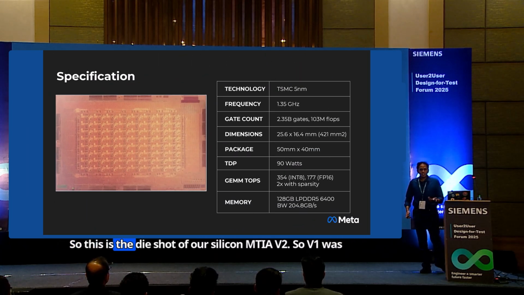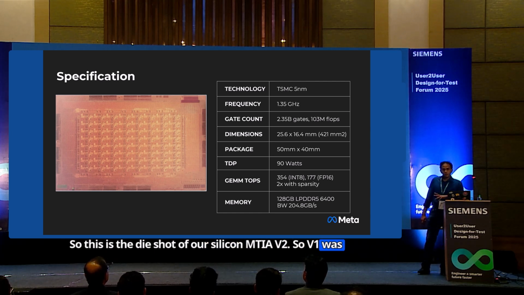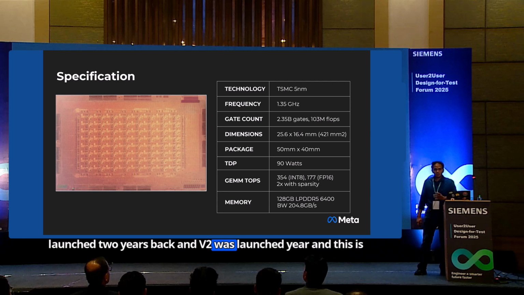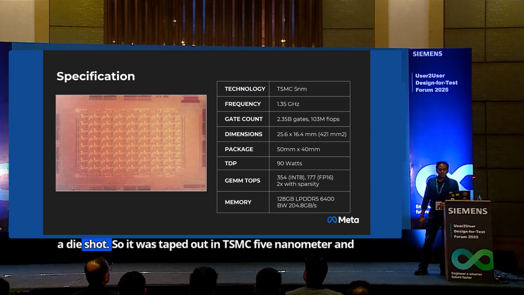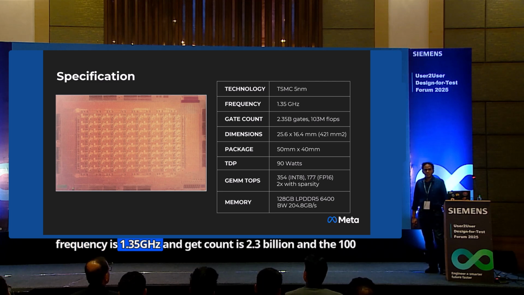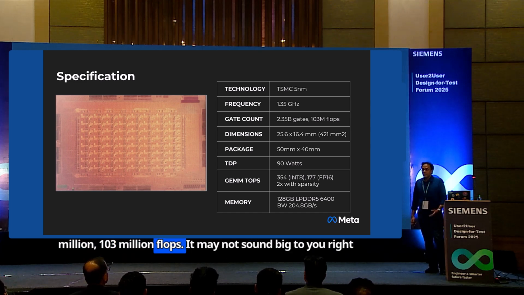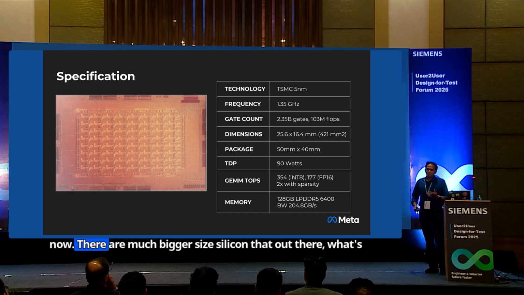This is the die shot of our silicon, MTIA V2. V1 was launched two years back and V2 was launched last year. It was taped out in TSMC 5 nanometer and the frequency is 1.35 gigahertz. The gate count is 2.3 billion and there are 103 million flops. It may not sound big to you right now. Hey, there are much bigger silicons out there.